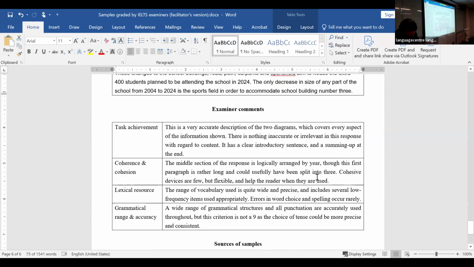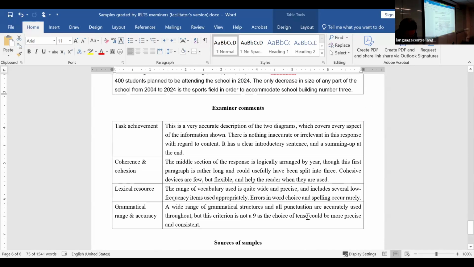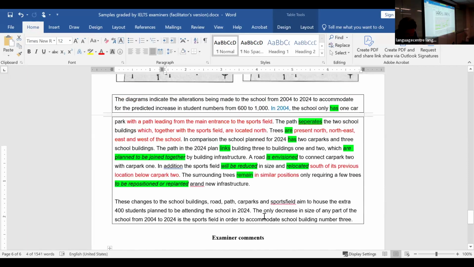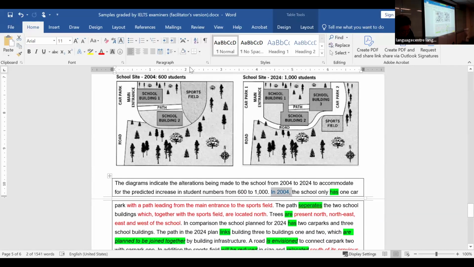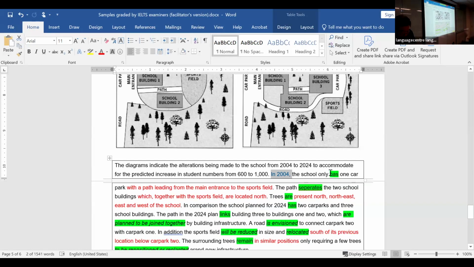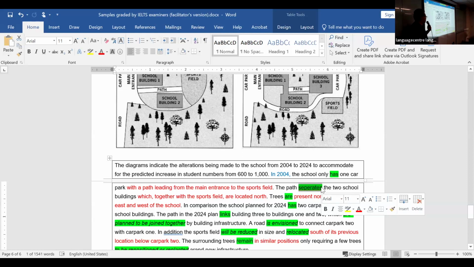The examiner also commented on the choice of tense. Here it's a bit tricky, right? Actually, the candidate is talking about what happened in 2004, and the candidate was referring to the diagram, to the map on the right. But have a look at the tenses. The candidate is using this present tense, which is not really appropriate because you're talking about something in the past, right? The past tense will be more appropriate.